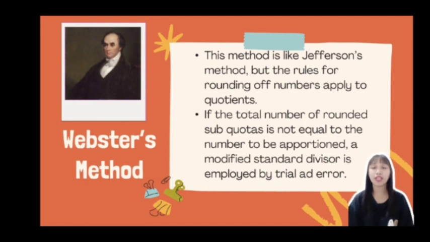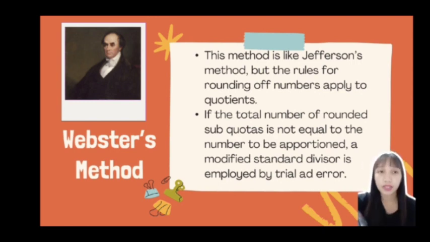Webster's method, named after Daniel Webster. This method is similar to Jefferson's method, but it involves rounding to the nearest whole number instead of always rounding down. This method tends to be more favorable to larger states. This method is like Jefferson's method, but the rules for rounding off numbers apply to the quotients. If the total number of rounded subquotas is not equal to the number to be apportioned, a modified standard divisor is employed by trial and error.